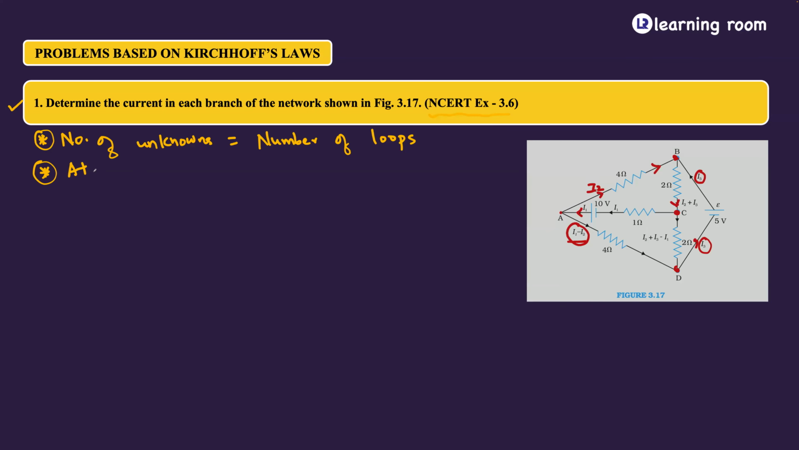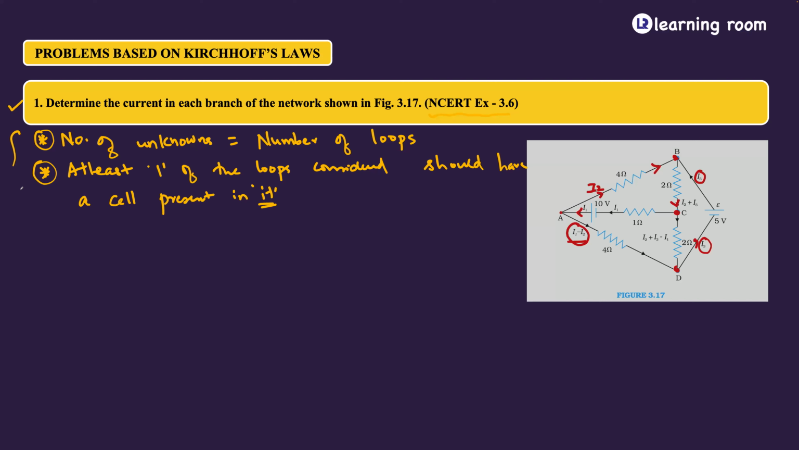At least one of the loops considered should have a cell present in it. Is the point clear? So these are the 2 important conditions that we need to have in our mind when you are applying KVL.